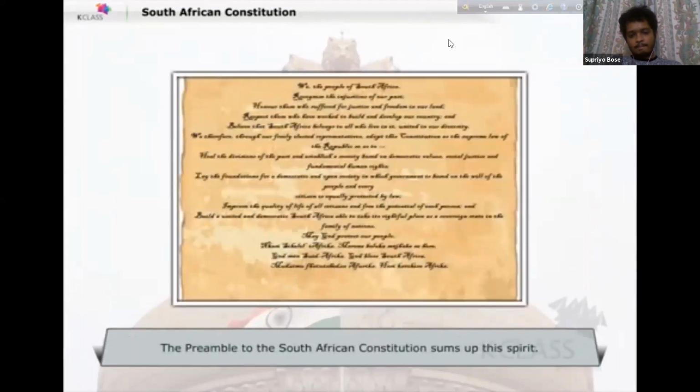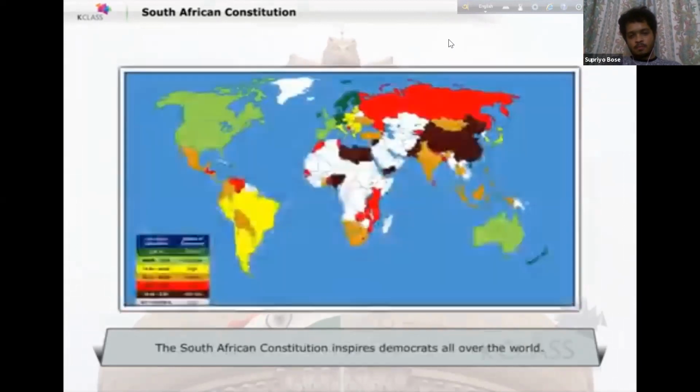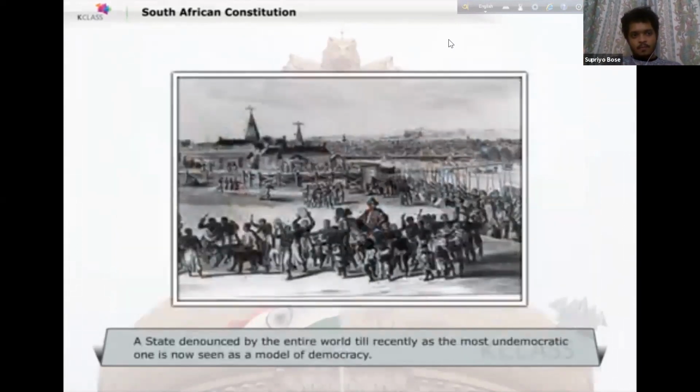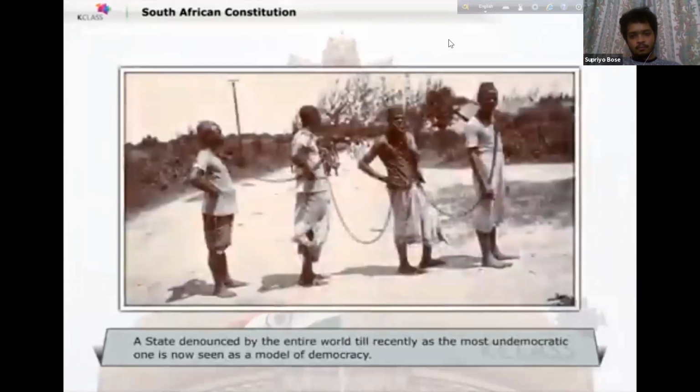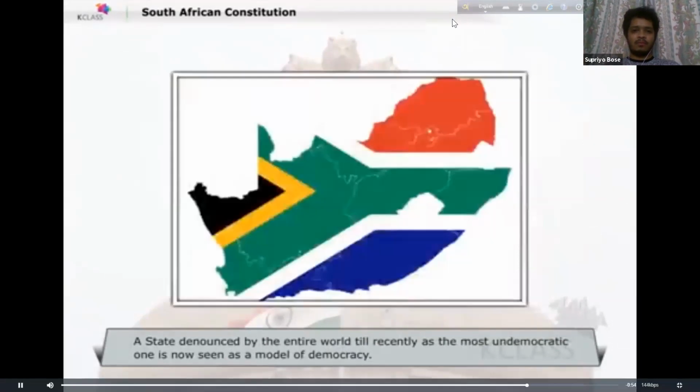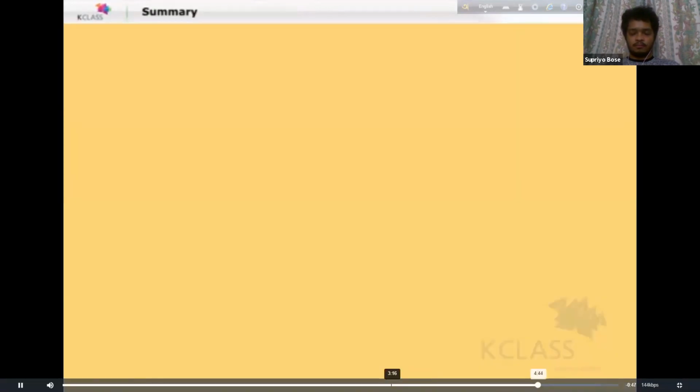The preamble to the South African Constitution sums up this spirit. The South African Constitution inspires Democrats all over the world. A state denounced by the entire world till recently as the most undemocratic one is now seen as a model of democracy. Let us summarize what we've learned in this learning unit.